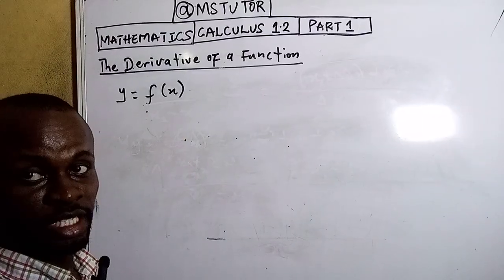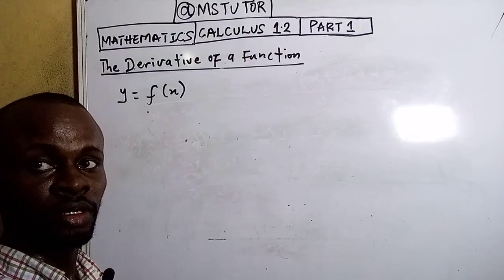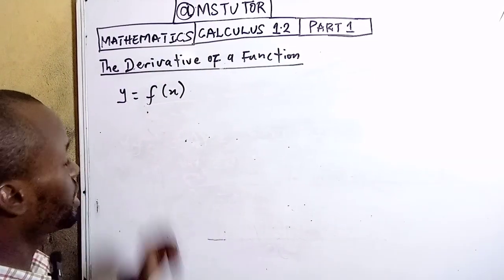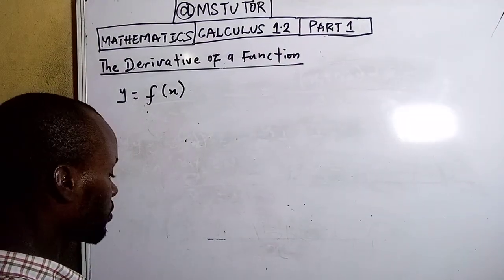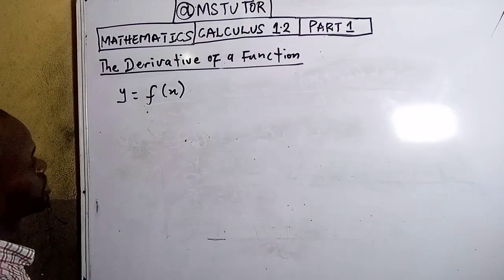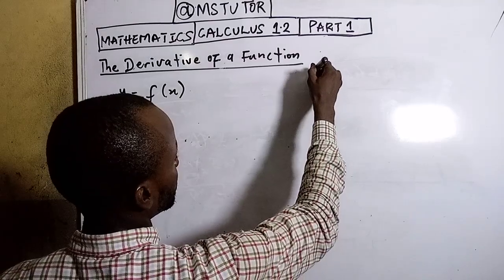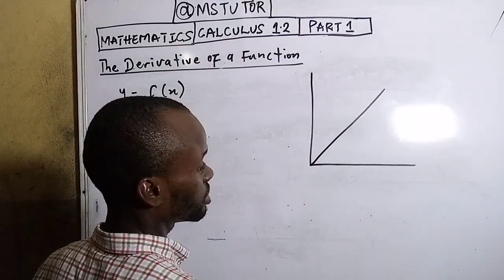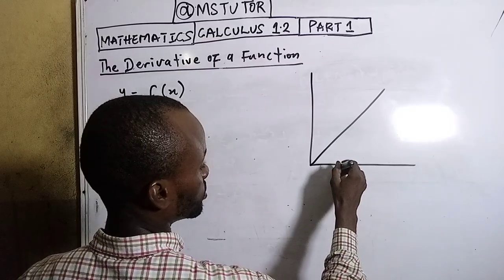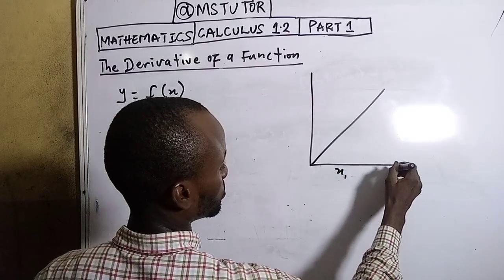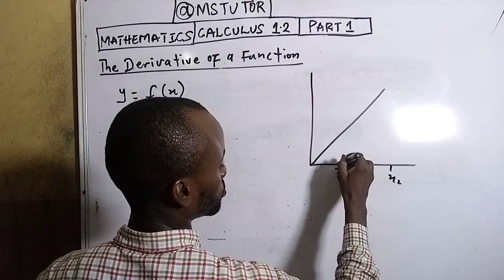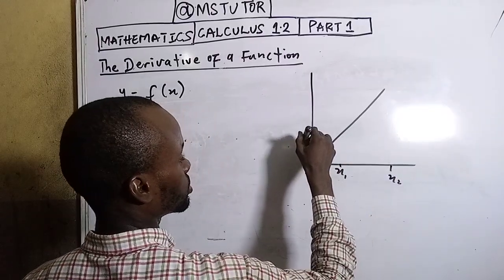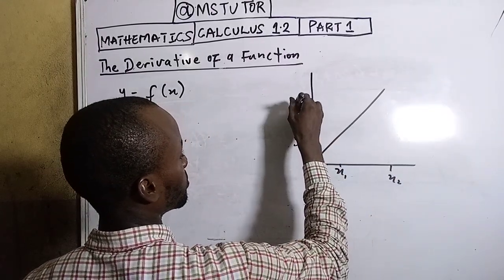So let's check this part now. Okay. So y is equal to f of x. In this case, let's say we have this particular graph. And remember, we want to get the gradient of this line here. Let's say this point is from x1, and then we have x2. As long as that is the case, then we have y1, and then we have y2.